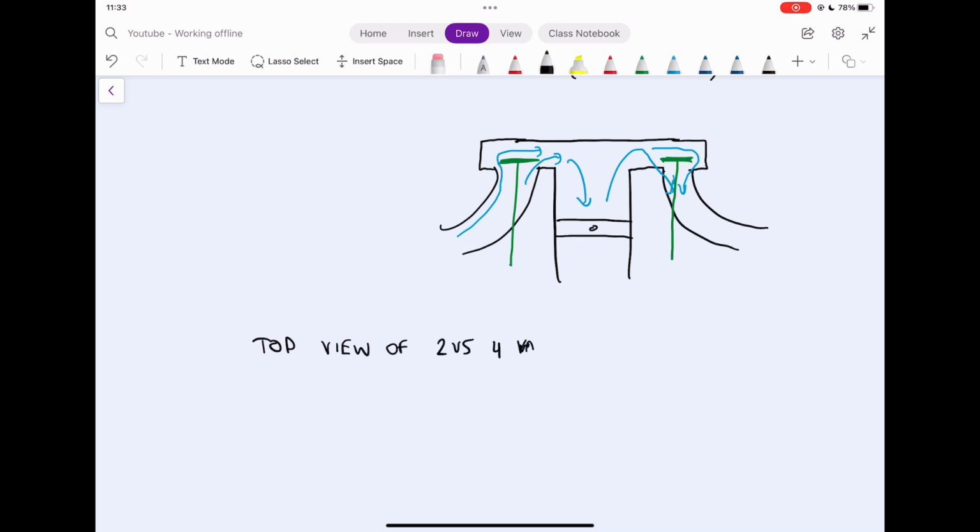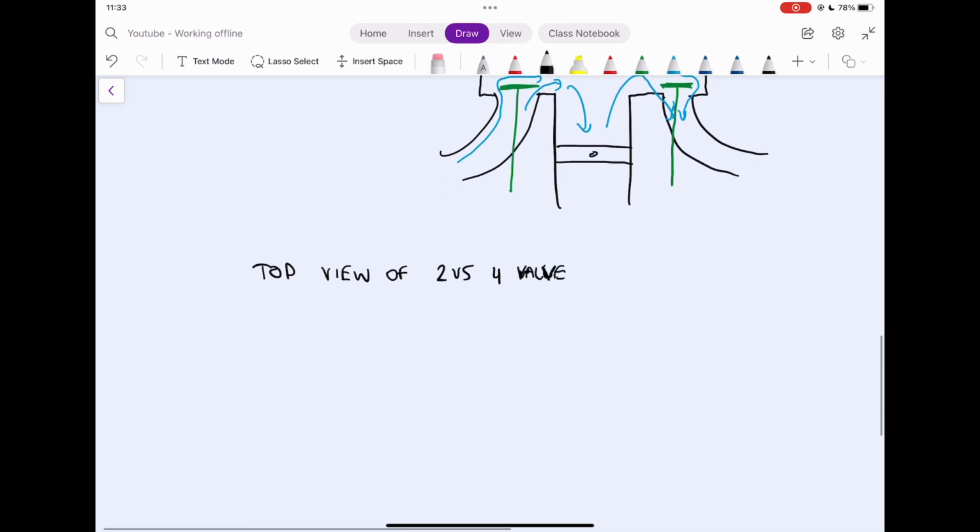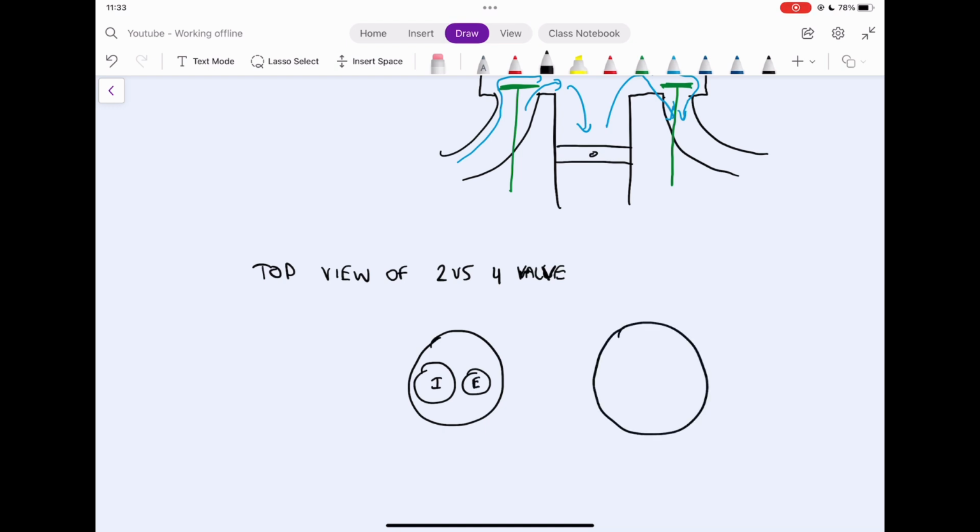Now, I want to get back to 2 versus 4 valves and look at the top view of a 2-valve engine versus a 4-valve engine. There are many different numbers that you can use. You can use 5 valves, 6 valves, 7 valves, however many you want. But a 2-valve engine will usually have 1 intake and 1 exhaust. A 4-valve engine will usually have 2 intakes and 2 exhausts. And as you can see, the 4-valve engine has a better use of the area. You can get away with using more area for the intake and exhaust.